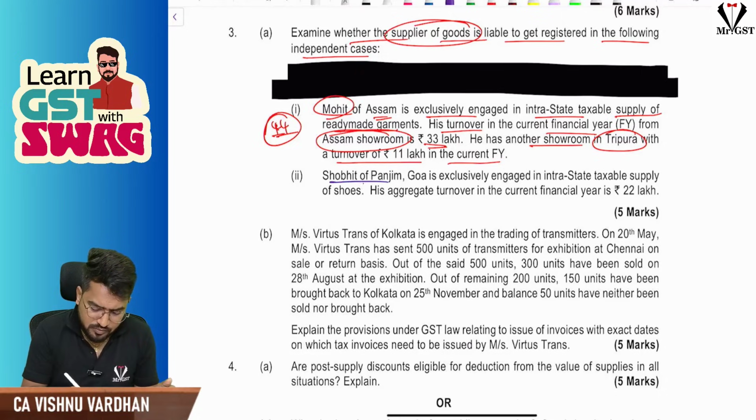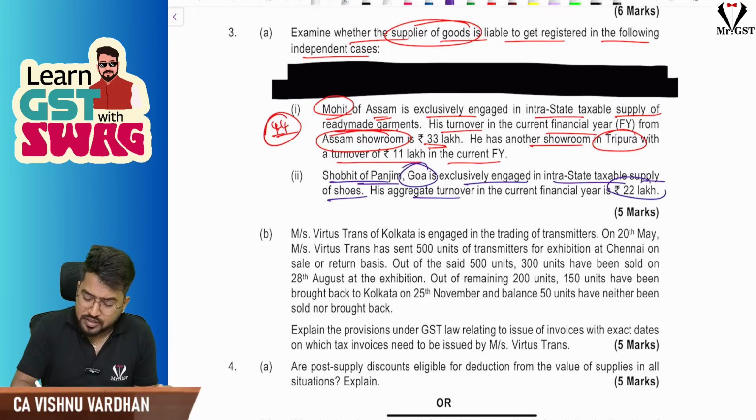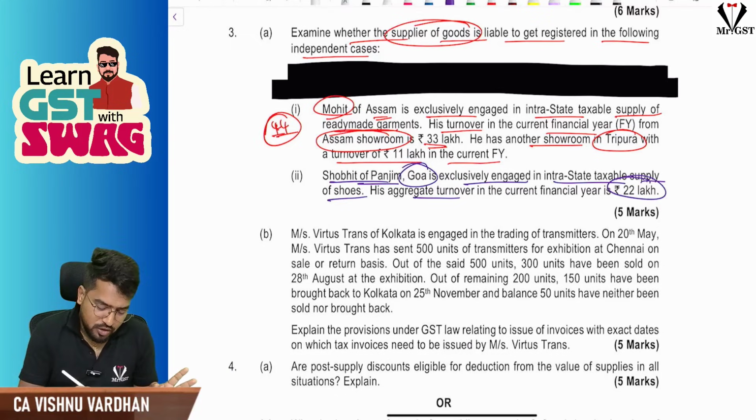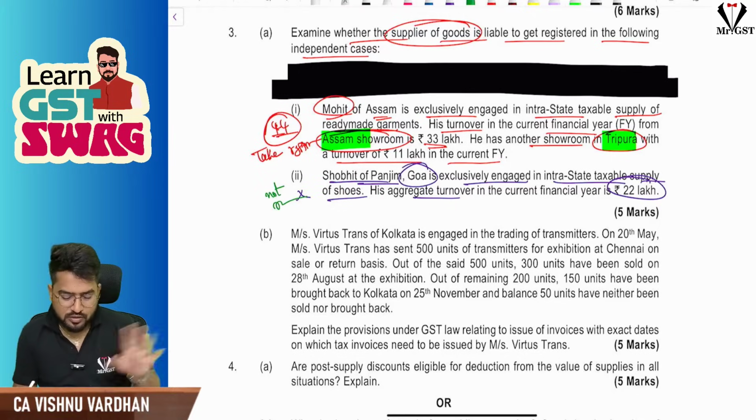Next, Shobit of Panjim, Goa, exclusively engaged in intrastate supply of shoes. Again, it is goods. His aggregate turnover in the current financial year is 22 lakhs. He is exclusively dealing with goods, and the threshold limit in Goa is, as per discussion, 40 lakhs. And hence here he is not required to take any registration. In the earlier case, both places he has to take registration, but here not required. Okay, so that is the simple one.